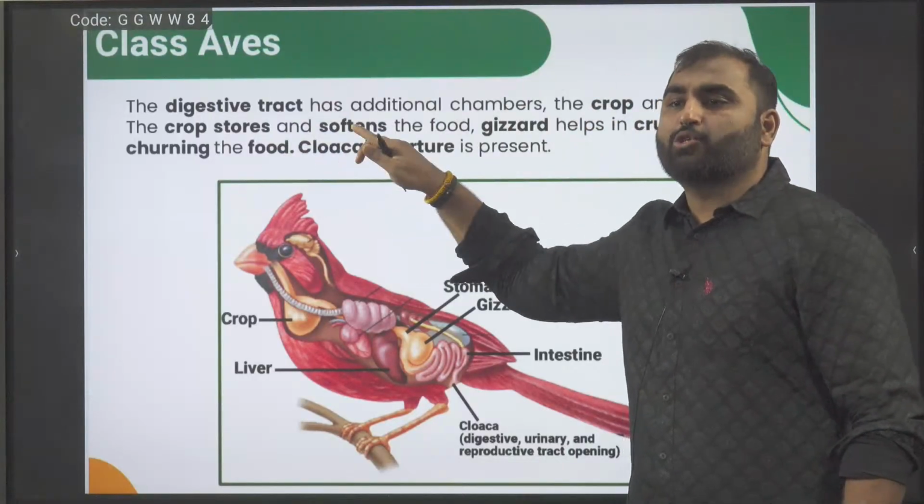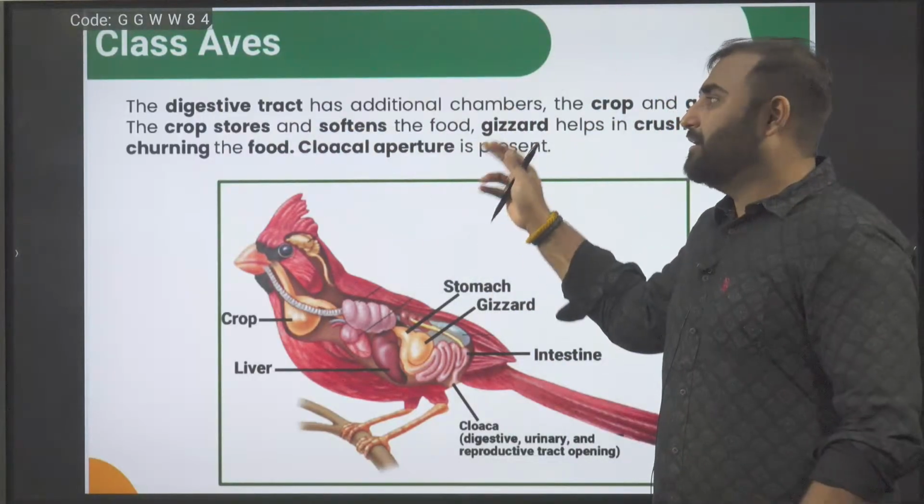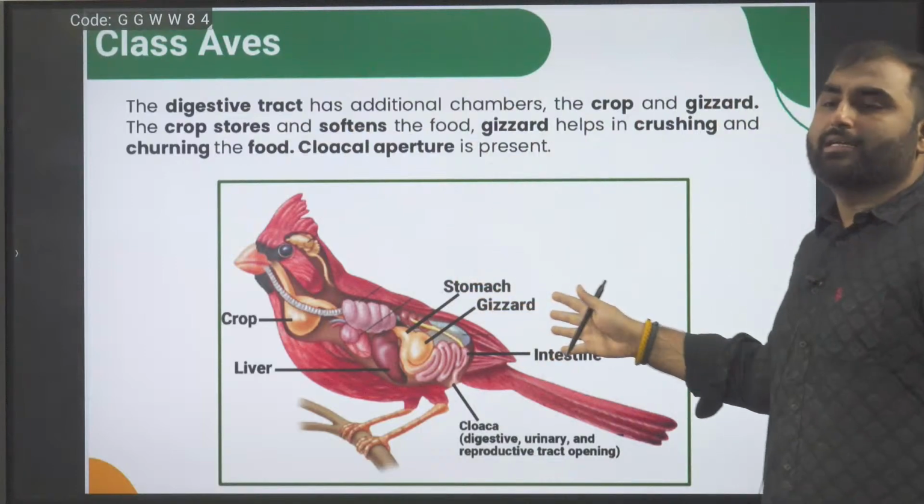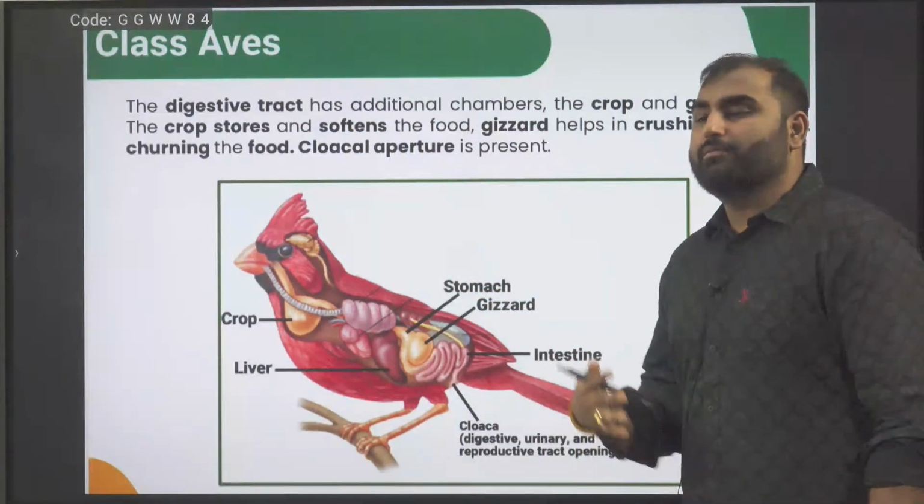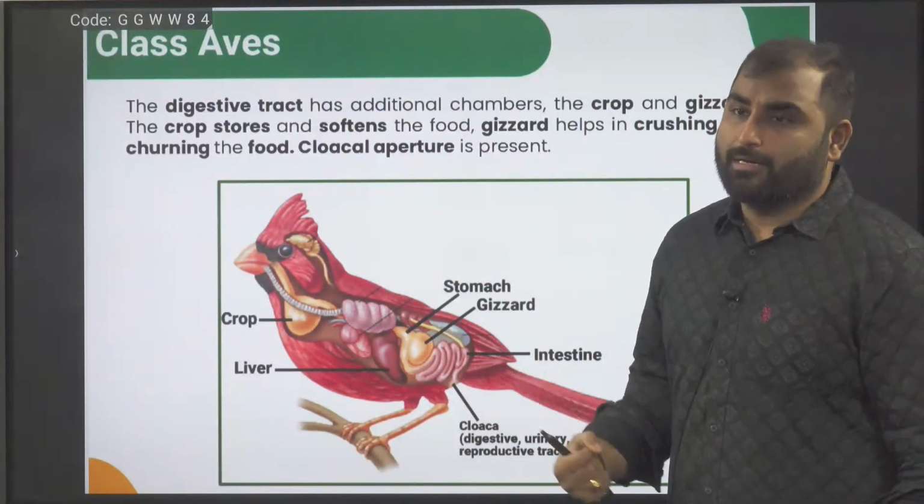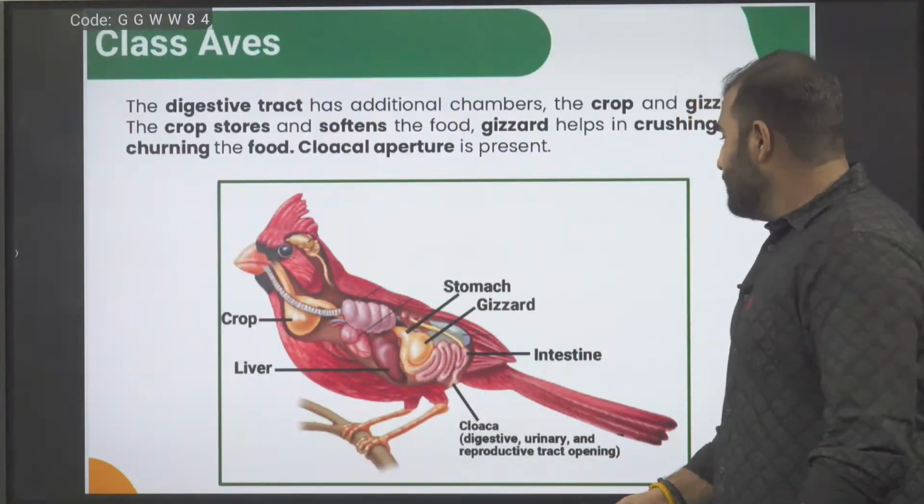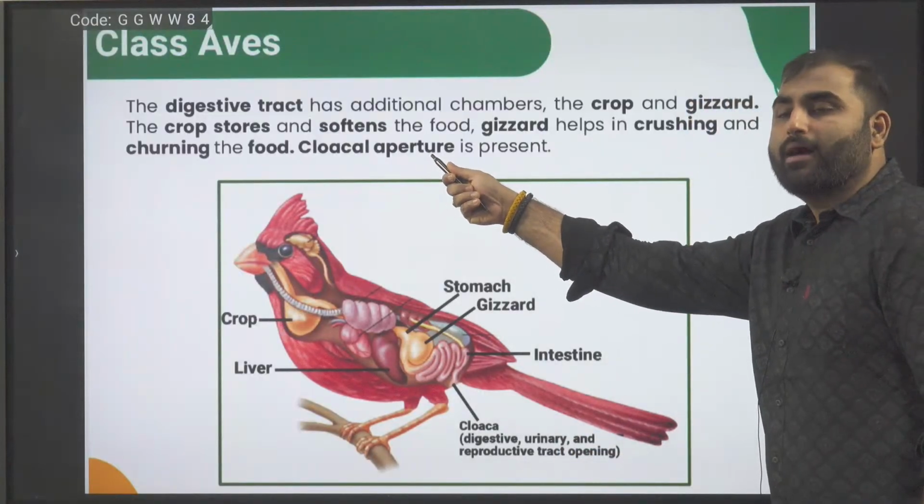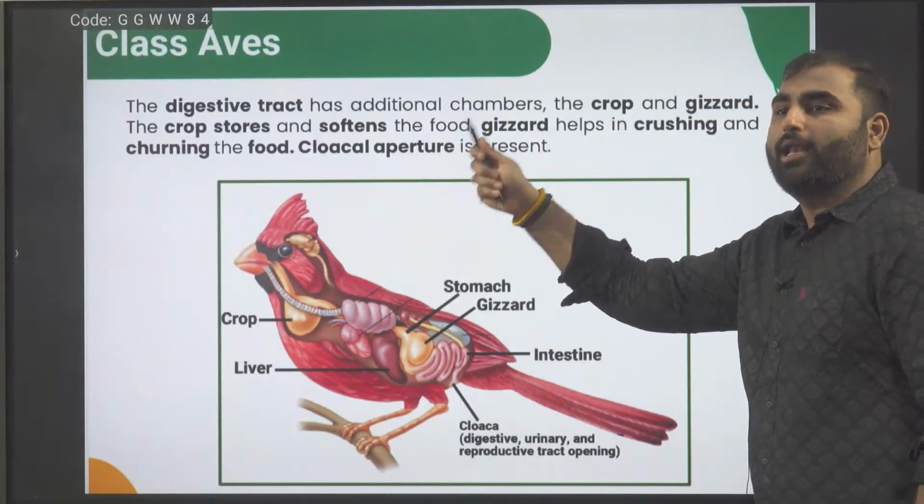Crop stores and softens the food. And then in the gizzard, there will be grinding. And further, in the intestinal part, there will be further digestion by the enzymes, and then absorption will occur. Okay? And then the outside opening. The outside opening is called the cloacal aperture.